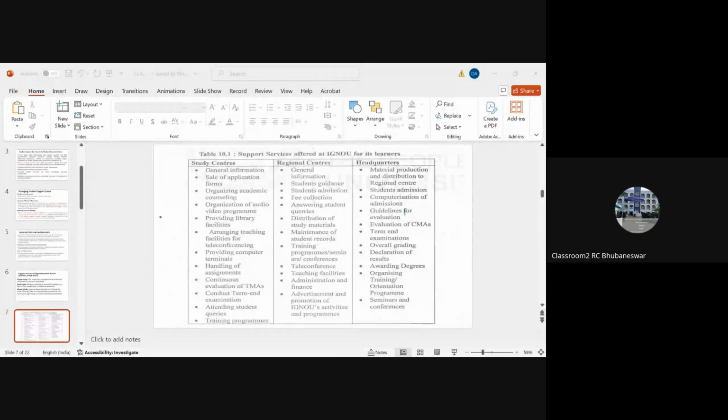What is the student service system of a headquarter, IGNOU headquarter?